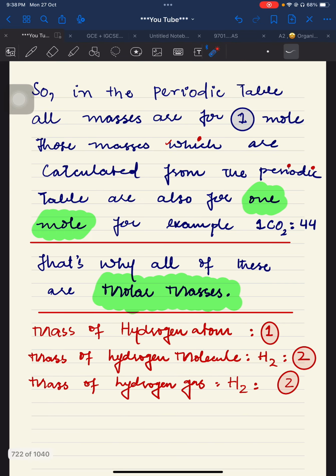Okay, now, in the periodic table, all masses are for 1 mole. We have just discussed the same point in the second video, that molar mass is basically the mass of 1 mole of a substance. So molar mass for a hydrogen atom will be 1, molar mass for a hydrogen molecule will be 2, molar mass for ammonia NH3 is 17, molar mass for carbon dioxide is 44. So it is just a practice. When students are practicing lots of questions related to moles, things will become much clearer and easier as well.